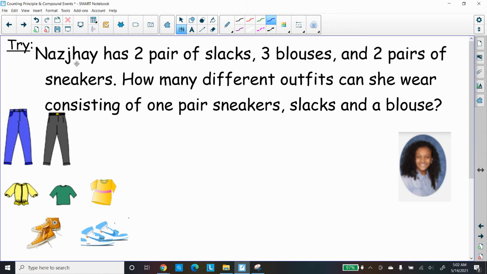So here's another example of Najee. See if you can figure it out. I'll let you stop the tape for a few seconds and see if you can figure out, because this time she has 2 pairs of slacks, 3 blouses, and 2 pairs of sneakers. Now she has sneakers. All right. How many different outfits can she wear consisting of a pair of sneakers, slacks, and a blouse? So see if you can figure it out.